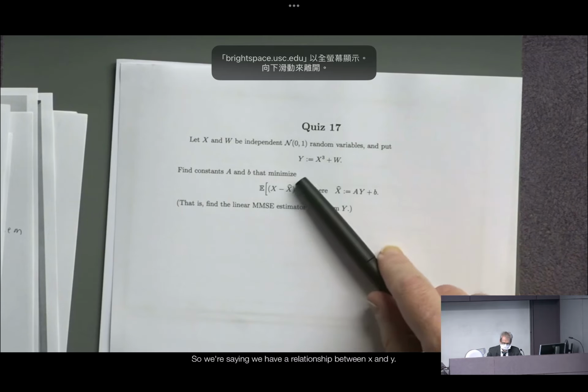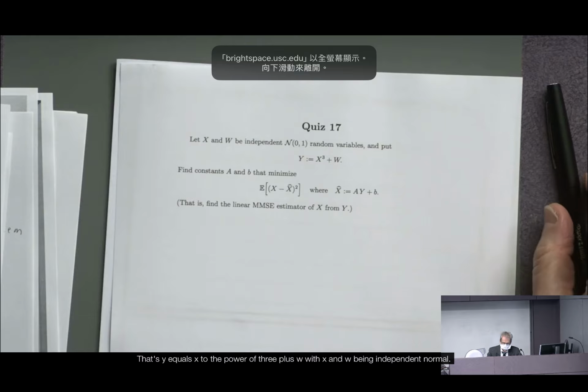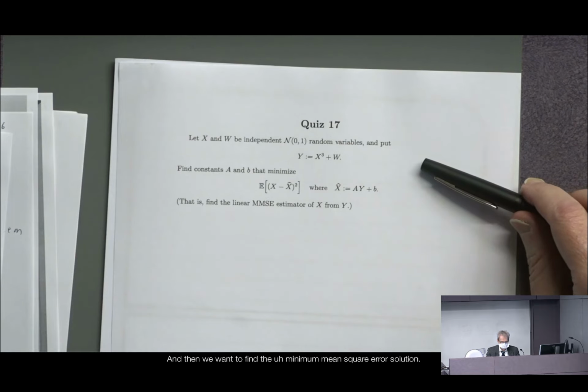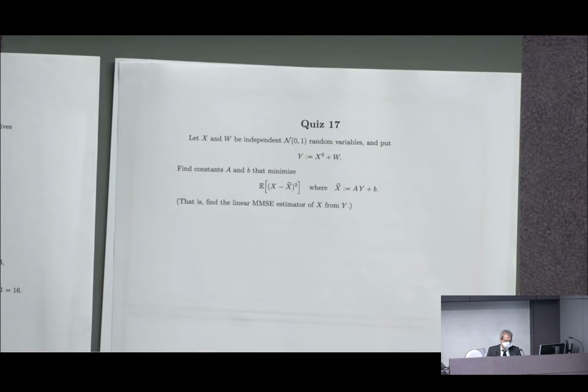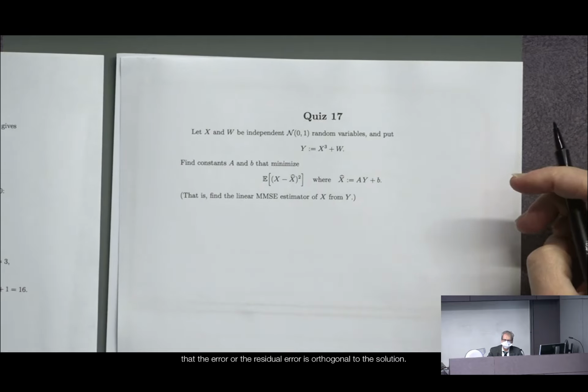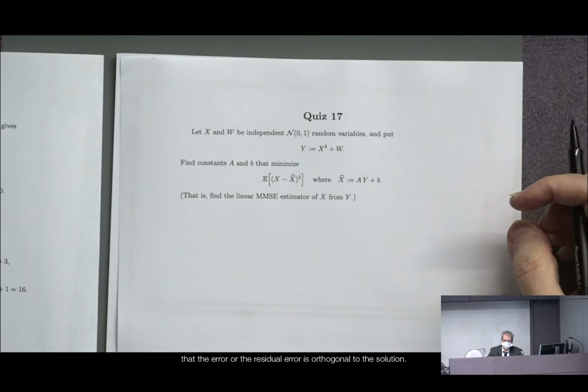Simple. The solution is actually not quite that simple. So we're saying we have a relationship between x and y, that's y equals x to the power 3 plus w, with x and w being independent normal, right? And we want to find the minimum mean square error solution. So the fundamental principle that we're going to apply here is what we mentioned last time, that the residual error is orthogonal to the solution.